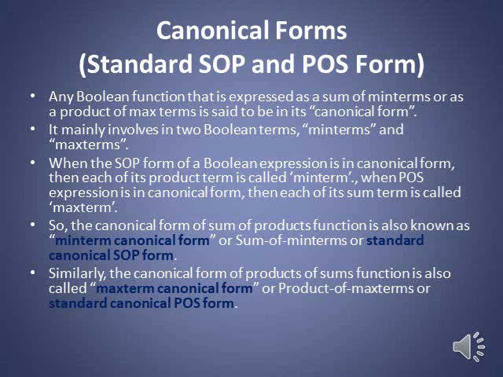So, the canonical form of a sum of products function is also known as the min term canonical form, or sum of min terms, or standard canonical SOP form. Similarly, the canonical form of a product of sums function is also called the max term canonical form, or product of max terms, or standard canonical POS form.